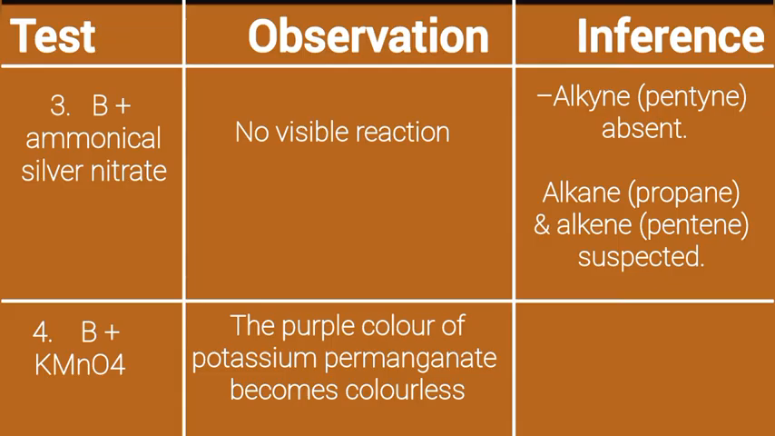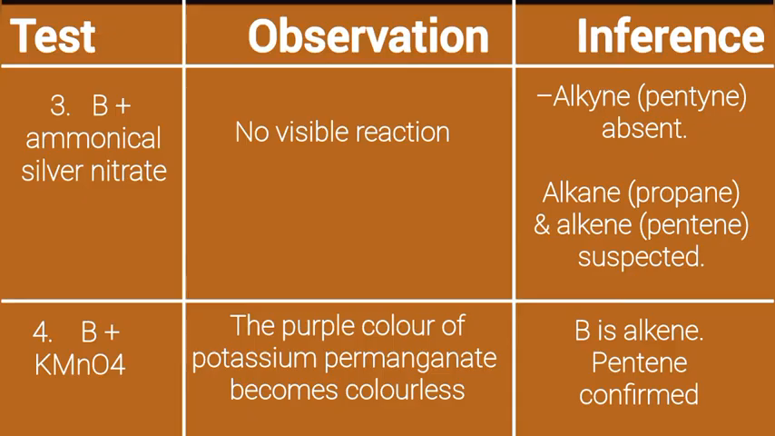So we are working only with pentene as an alkene and propane as an alkane, and according to test number 4, we found out that the purple color of potassium permanganate became colorless. Out of alkane and alkene, what will decolorize potassium permanganate is alkene. Therefore, we infer that liquid B is an alkene, which is pentene, confirmed.